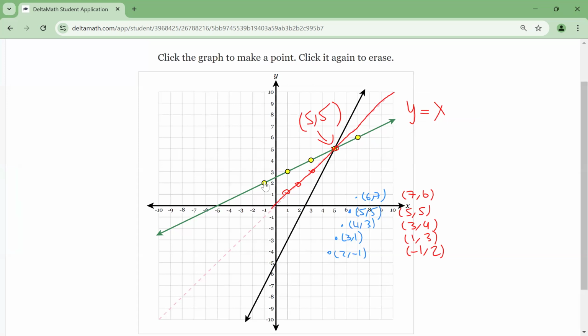So this line, in a sense, is the mirror upon which the function is reflected, and this is always the case. To get the inverse function, you reflect it over the line y equals x, which is the same as switching the x and the y of the points. Let's try another problem.